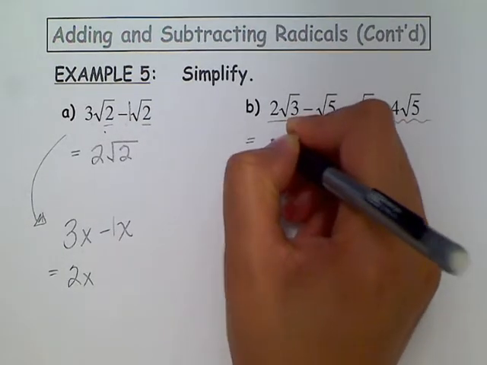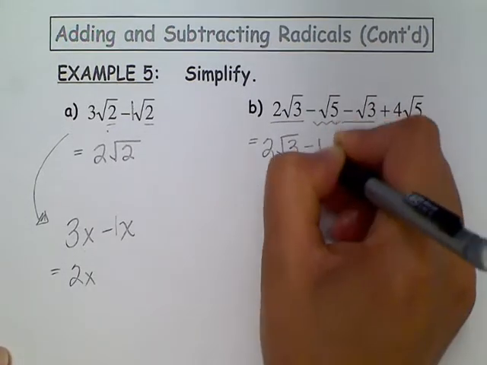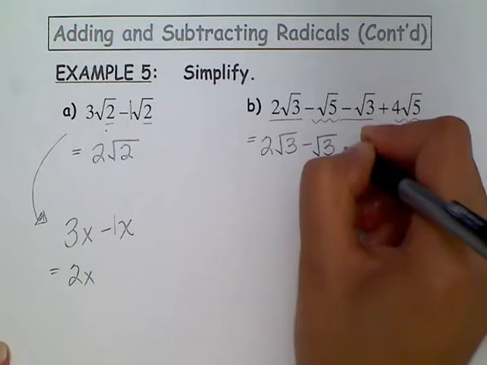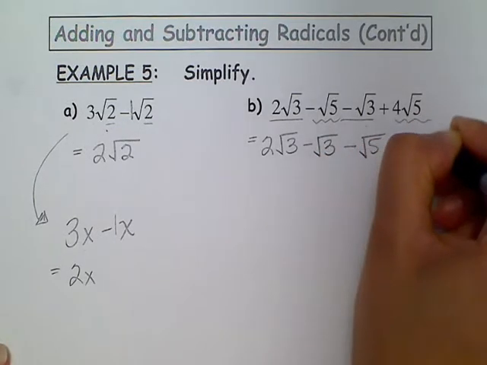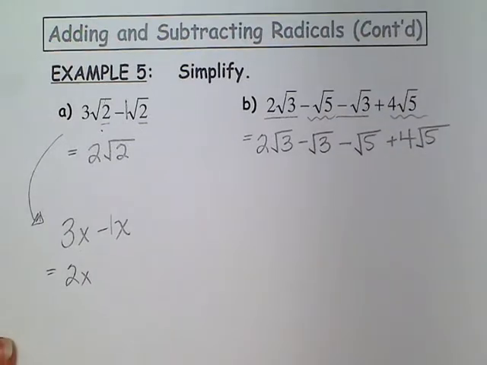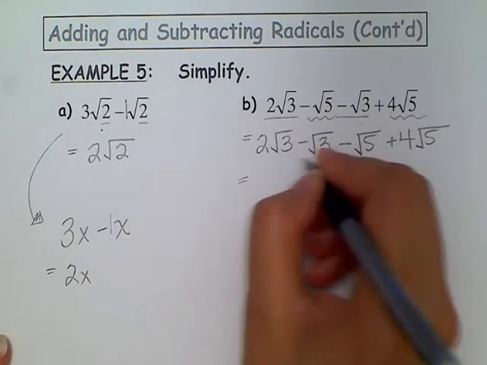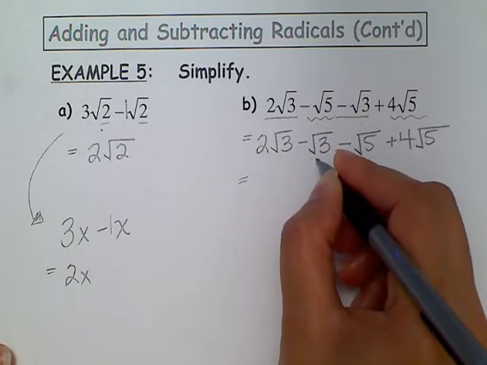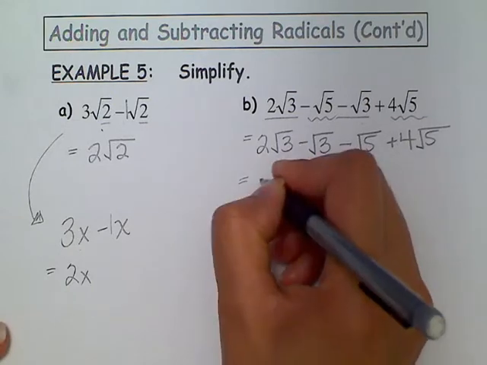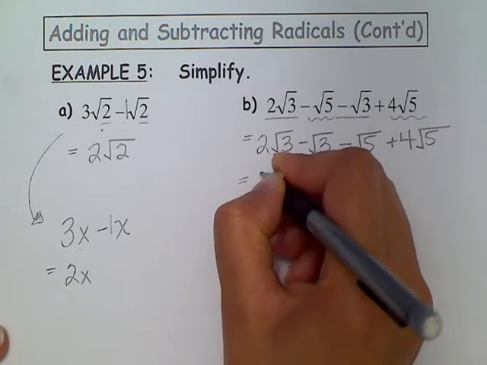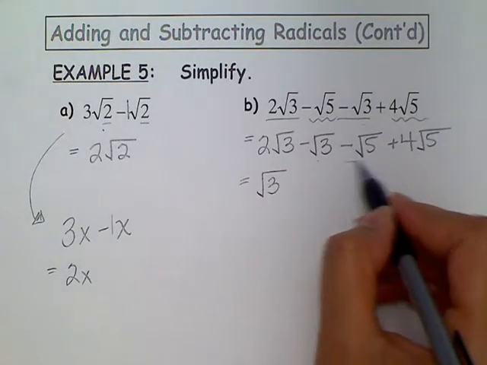Now if I simplify this, or collect like terms, I have 2 root 3 minus root 3 minus root 5 and plus 4 root 5. So remember to take the coefficient in front of each radical with you. Now I can collect them together. The like radical that I have here is root 3. If I combine the coefficients, I have 2 minus 1, which is just 1 root 3. You can either write 1 root 3 or you can just write root 3.